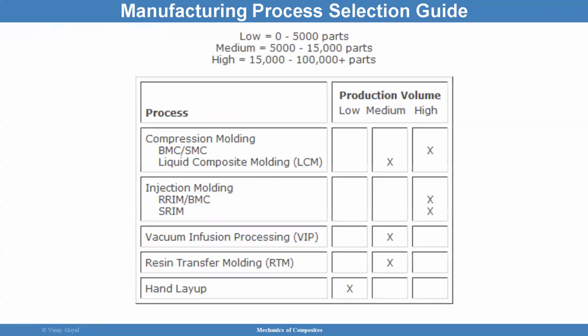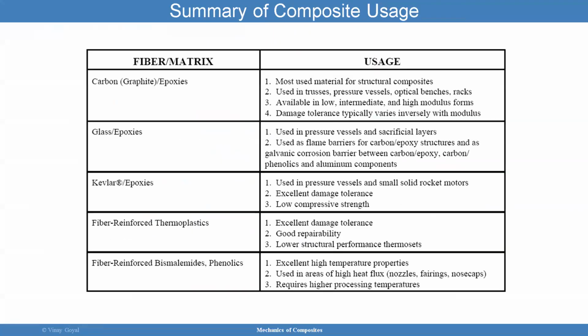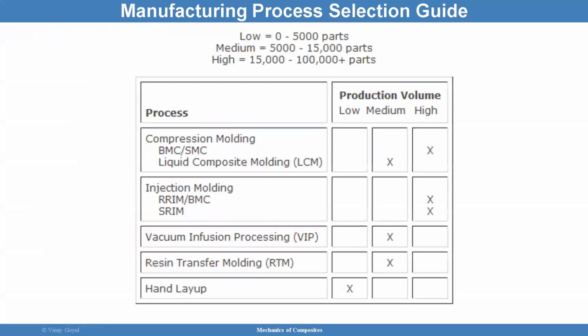And finally, a few more things to touch on. Here, I'm just showing you really quickly the production volume for compression molding, injection molding, and so you may have some benefits in other areas, not as good. And this is 5 categories being looked at, for example.